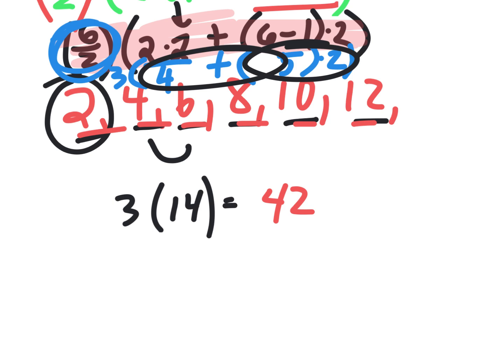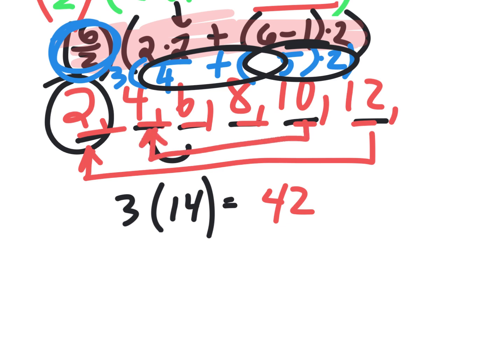But if I'm going to do it the smart way, I'm going to do 14. Guess what happens when you add 8 and 6? 14. 3 sets of 14. See how that all worked out? They add up to 42. Any way you add them, they add up to 42.